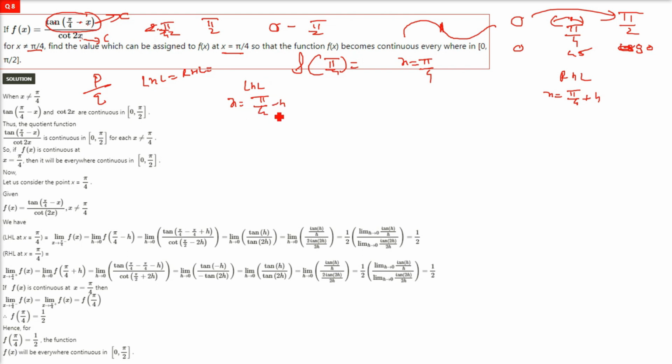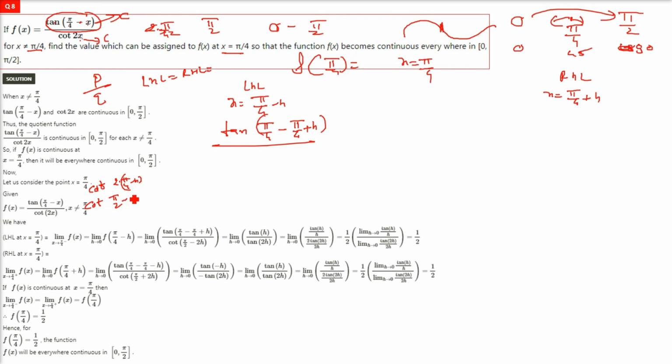Okay. So pi by 4 minus h we have. This is tan of pi by 4 minus x. In place of x, let us replace it by pi by 4 minus h, which is eventually going to be equal to tan h in the numerator, since pi by 4 minus pi by 4 plus h. In the denominator, we have cot 2x. In place of x, we are placing pi by 4 minus h.